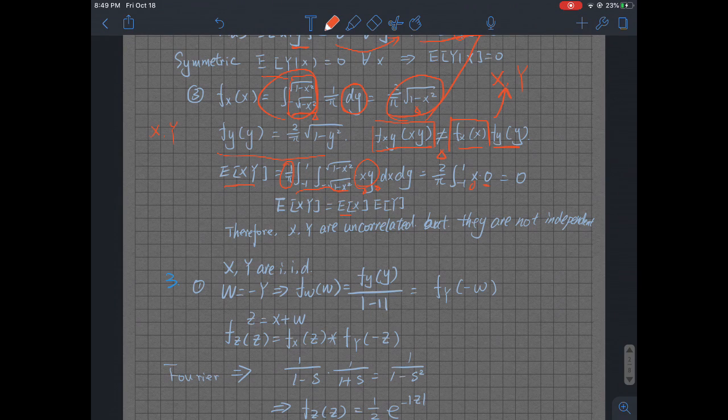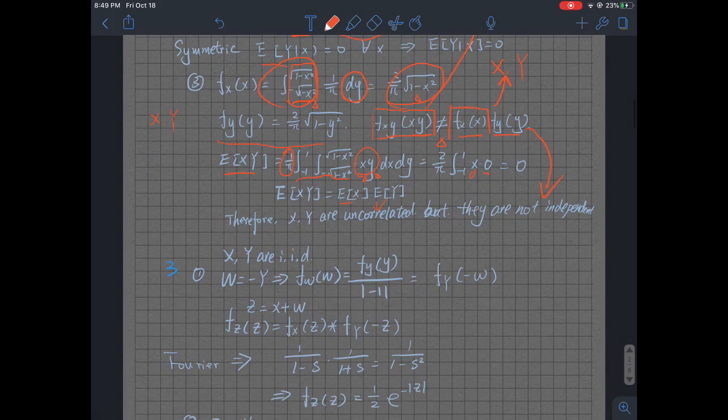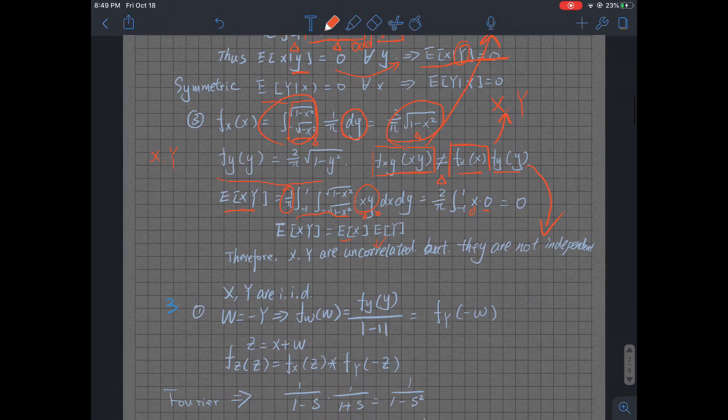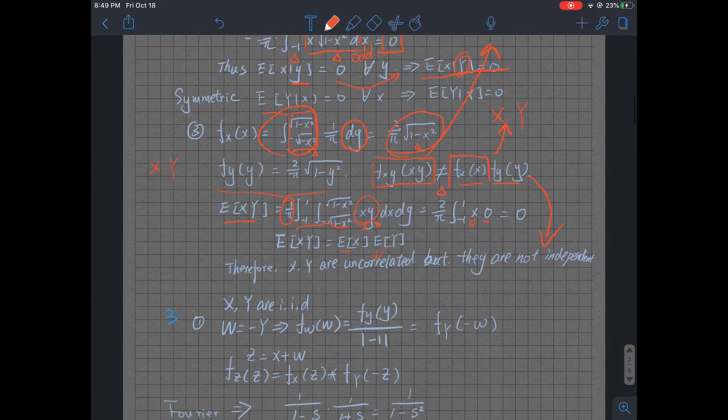Therefore, they are uncorrelated because the expectations match, but they are not independent because f(x,y), the density function, is not the multiplication of two separate variables. And that's all for this problem because we use the same method as mentioned above. It's very easy to solve.